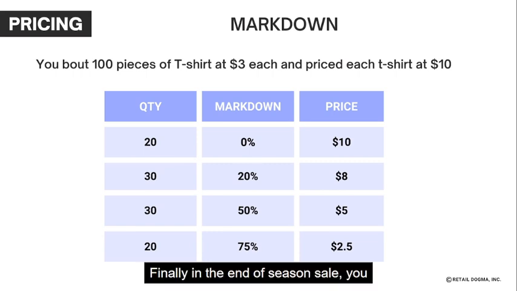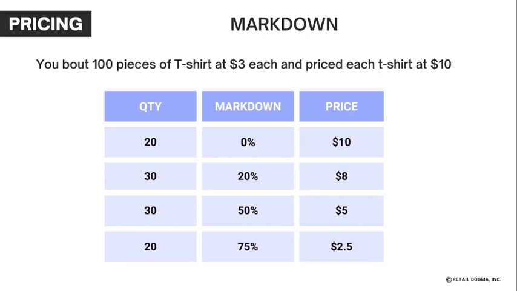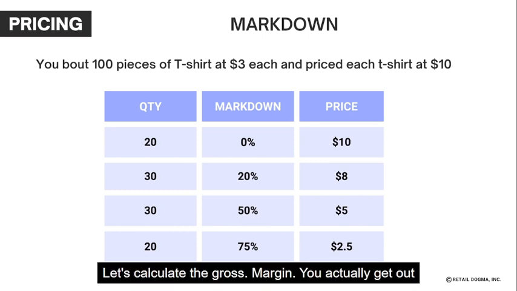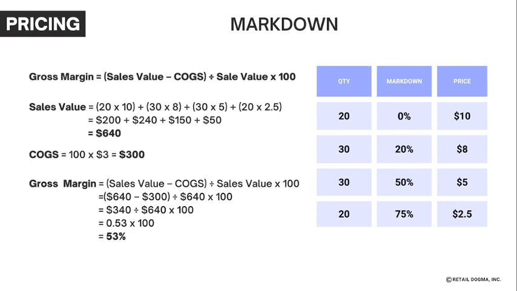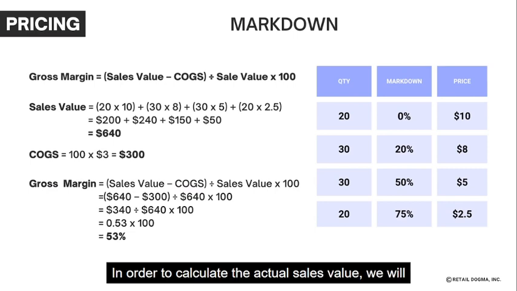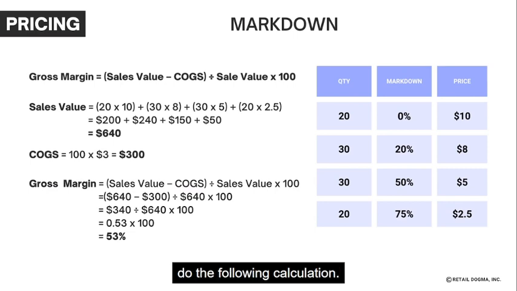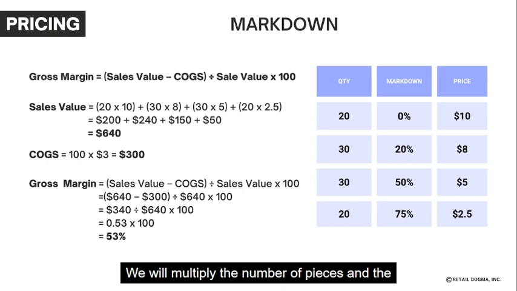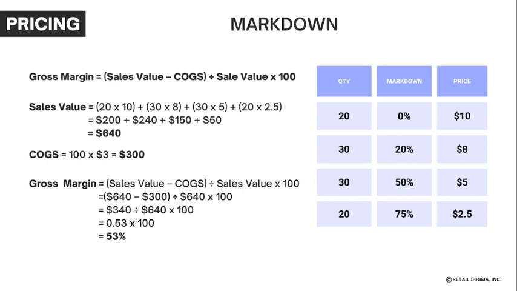Finally, in the end of season sale, you applied a 75% discount and sold the remaining 20 pieces at $2.5. Let's calculate the gross margin you actually get out of this order. In order to calculate the actual sales value, we will do the following calculation. We will multiply the number of pieces and the price they have been sold at.